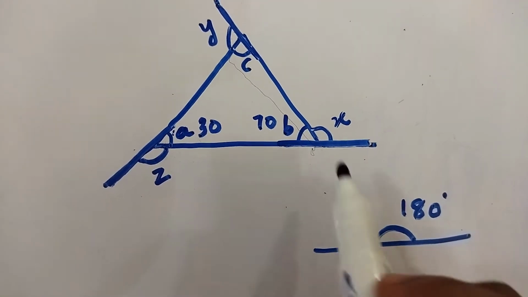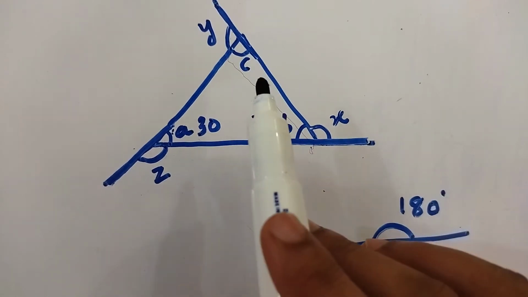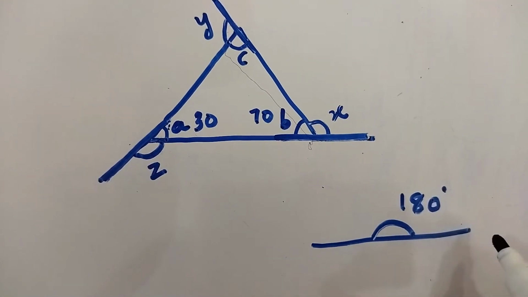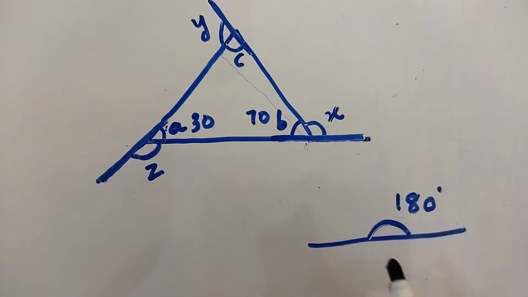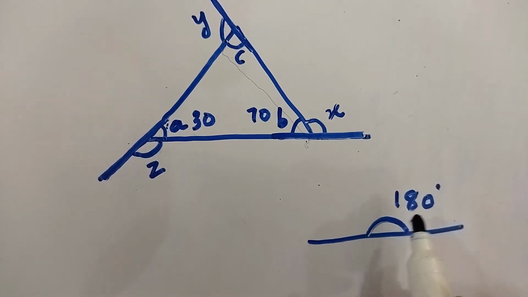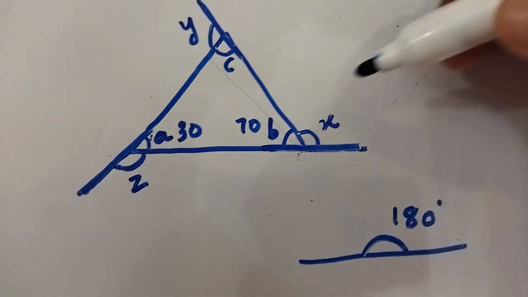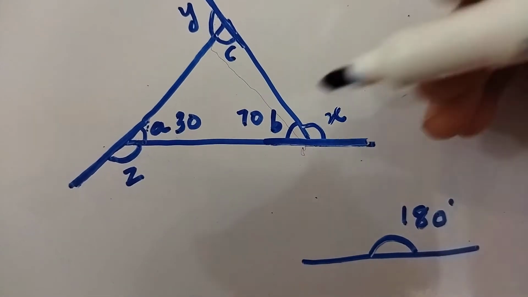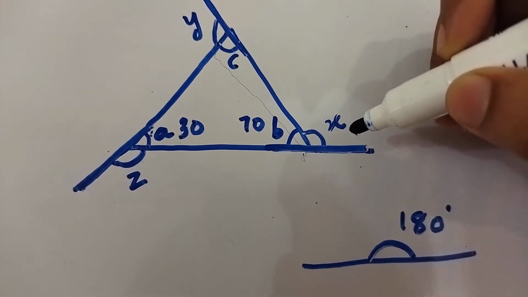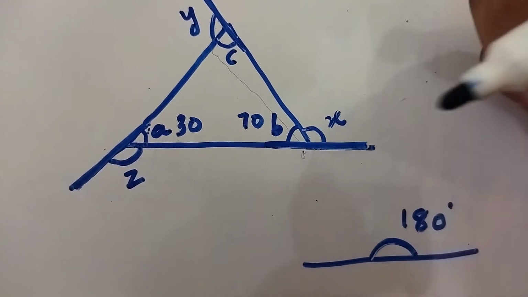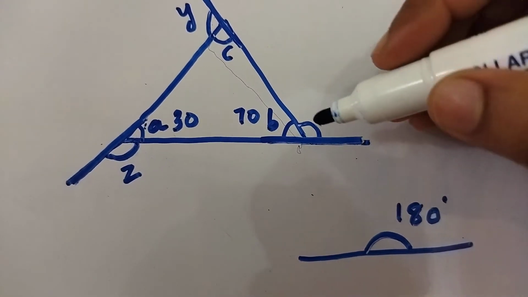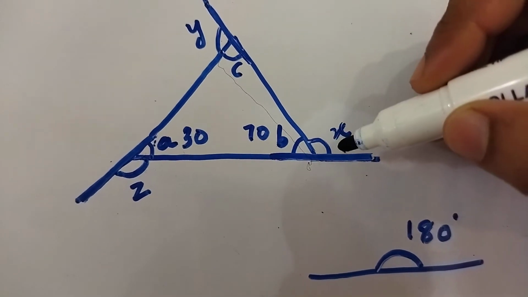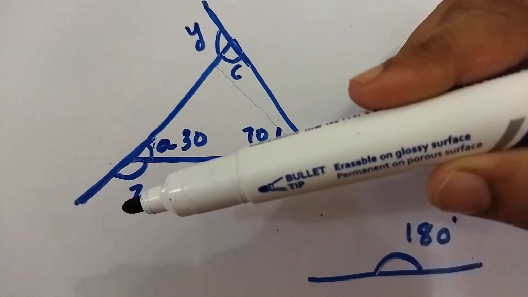Just remember that the sum of interior angles is 180 degrees, and the angle of a straight line is also 180 degrees, right? We know the interior angles of this triangle, but we need to find out the exterior angles, that is, the angles that are made outside of this triangle. We need to find them out, right? We have angle X, angle Y, and angle Z.